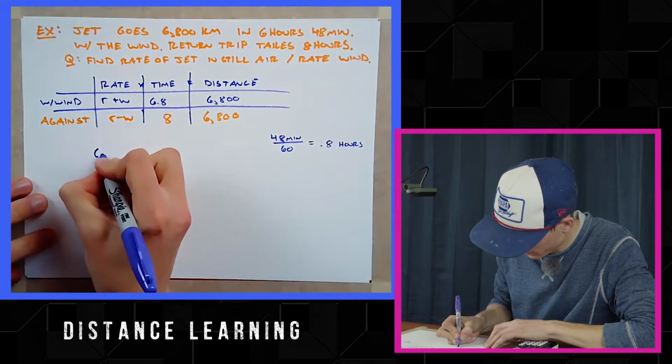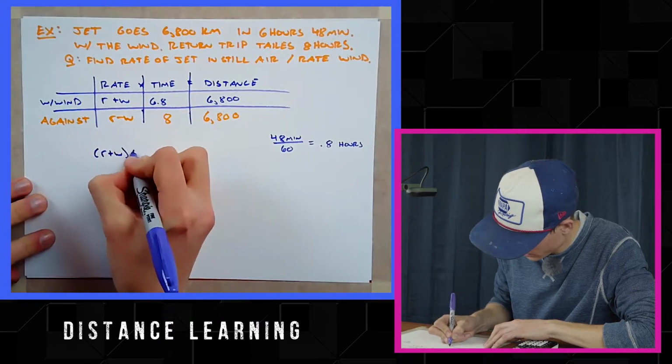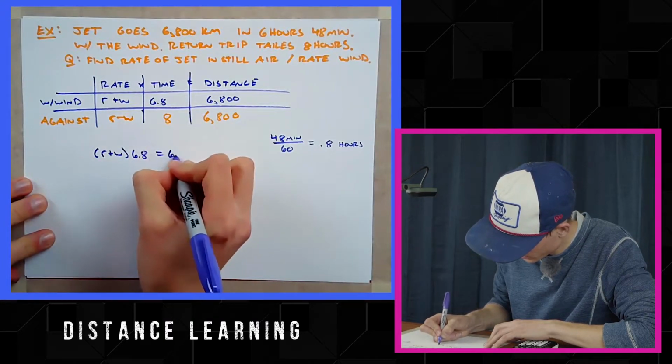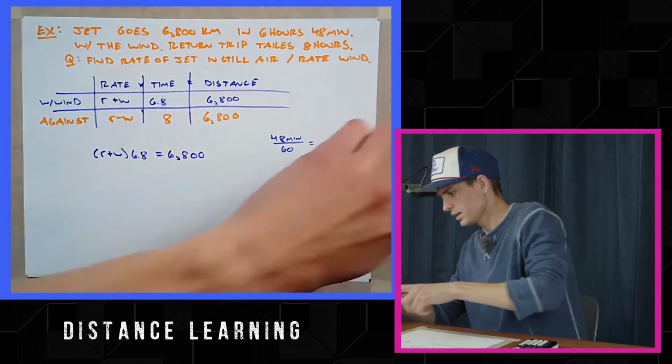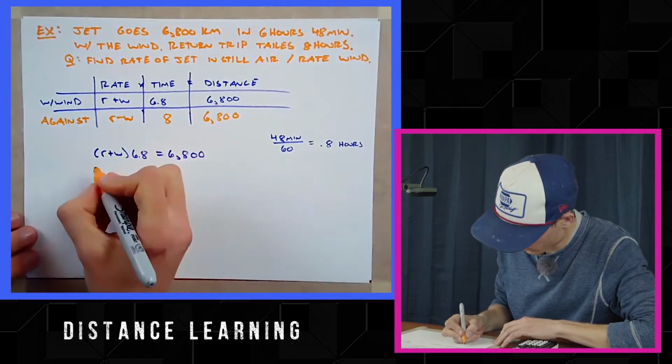So I'm going to have R plus W times 6.8 equals 6,800. And I'm going to show you this the smart way, but then explain how most problems you'll do it.